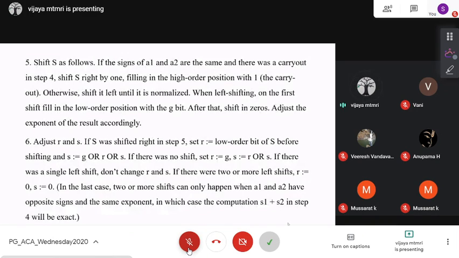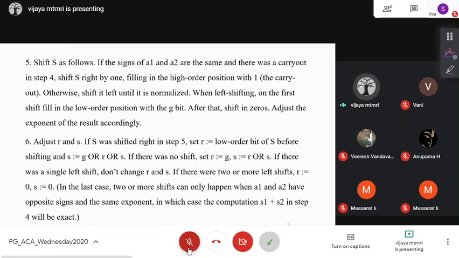Shift S as follows. If the signs of A1 and A2 are the same and there was a carry out in step 4, shift S right by one, filling the high order position with a 1. Otherwise, shift left until it is normalized. When shifting left, on the first shift fill the low order position with the G bit. After that, shift in zeros. Adjust the exponent of the result accordingly.